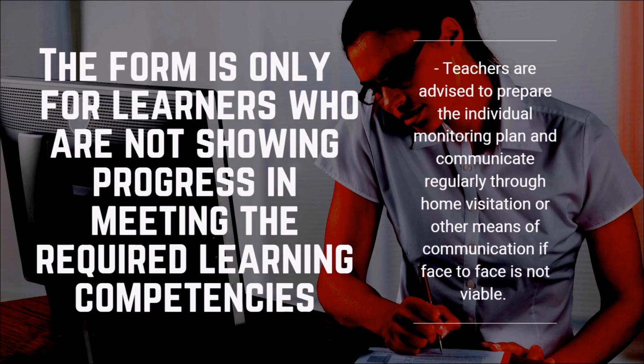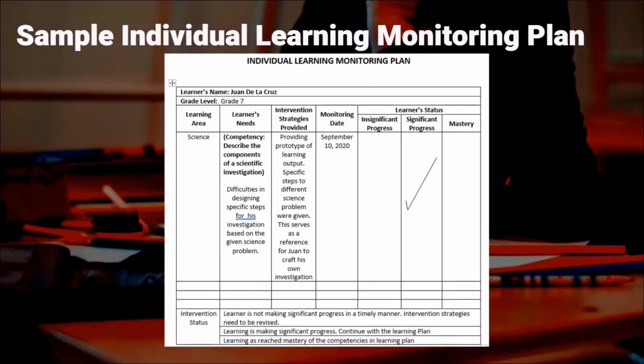Alright, so we will now proceed to the sample. I have created a sample for everyone. This is a sample for science. The learning area is science. We see there the name Juan de la Cruz, grade 7. And the competency, I have placed in parentheses there: describes the components of a scientific investigation. That is already under the most essential learning competency. And the difficulty is in designing specific steps for his investigation based on the given science problem. So his problem is really designing the specific steps.